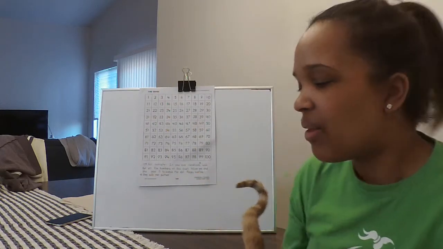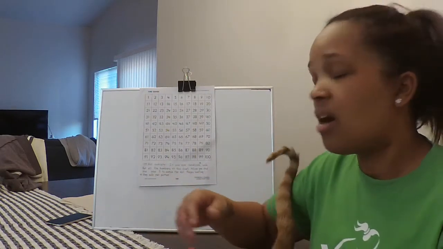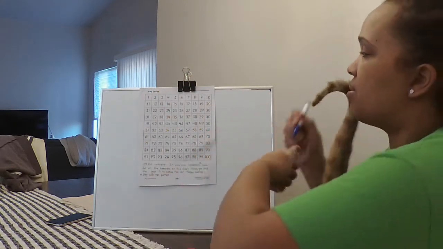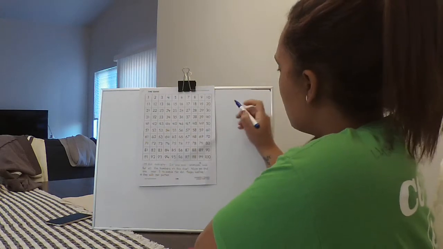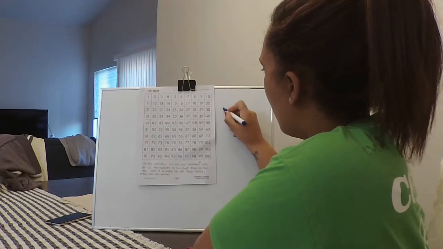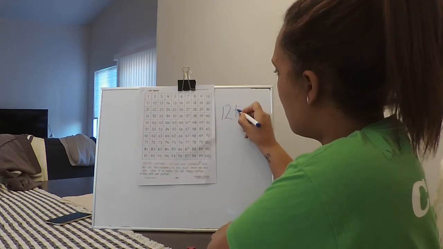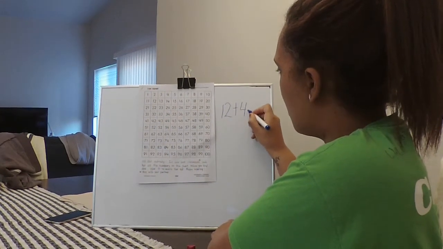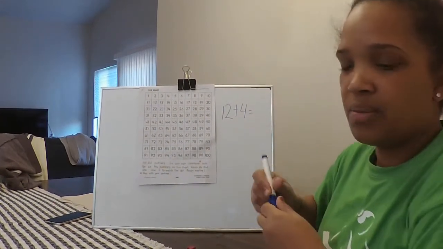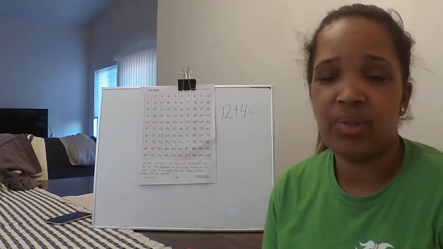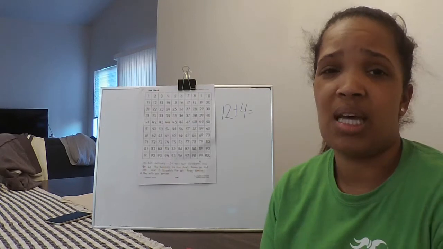So what you need for your 100th chart are your math problems. So I'm going to write one on the board. Let's write 12 plus 4 equals. Now, just like any of our other strategies, we're going to start with the bigger number and we're going to tap it in our heads.